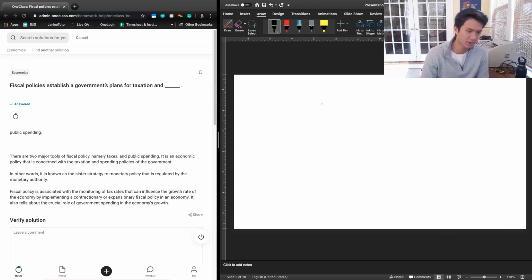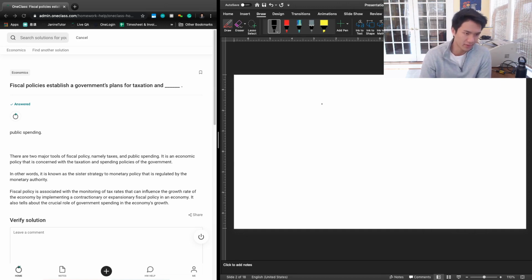The previous year's answer also clarifies there are two major tools of fiscal policy, namely taxes and public spending, and it is an economic policy that's concerned with the taxation and spending policies of the government. In other words, it is known as a sister strategy to monetary policy regulated by the monetary authority. Fiscal policy is associated with the monitoring of tax rates that can influence the growth rate of the economy by implementing a contractionary or expansionary fiscal policy in an economy. It also tells about the crucial role of government spending in the economy's growth. So yeah, it's pretty accurate.